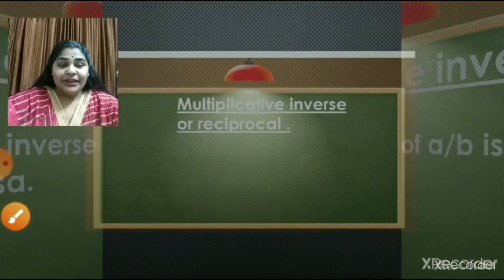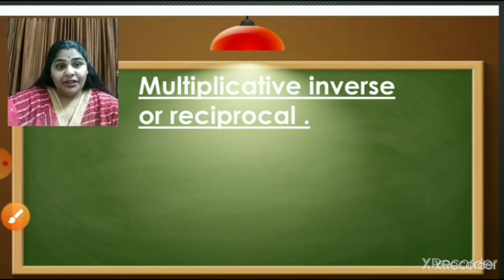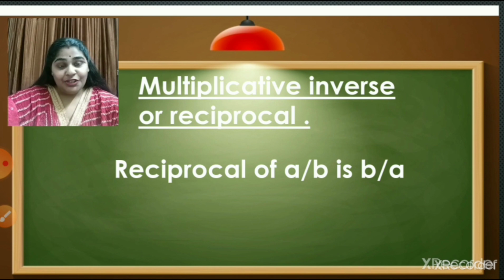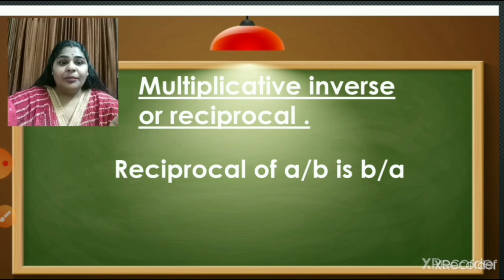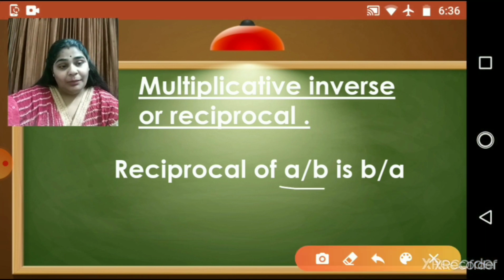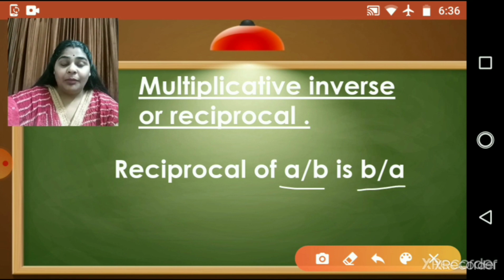Next one again, multiplicative inverse. It is also known as reciprocal. So reciprocal means you are going to interchange the numerator and denominator, along with the signs. If you see A upon B, its reciprocal or multiplicative inverse will be B upon A.